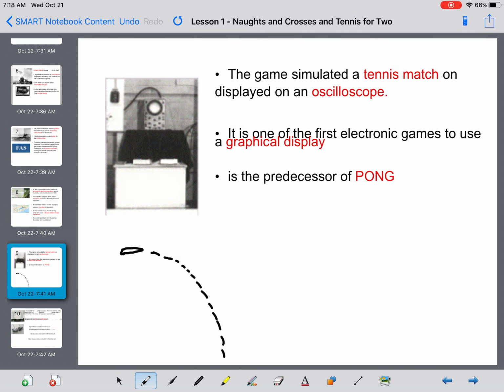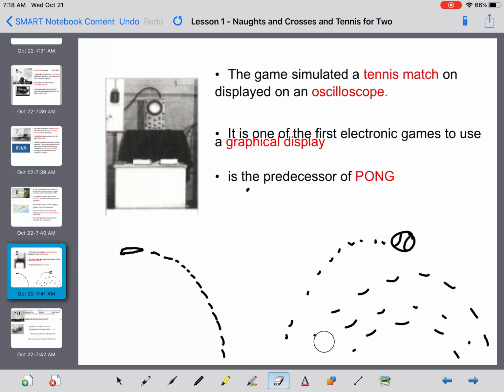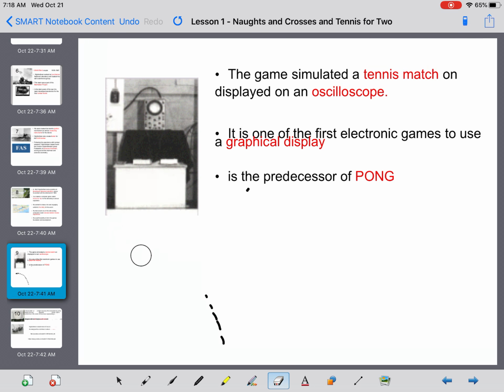So remember, we just talked about, here's your missile, and it's going to follow this path, right? Well, the same thing's going to occur if you got a tennis ball, right, and you hit it. Well, what's going to happen to it? It's going to go back and forth and back and forth. So it's the same technology being used.